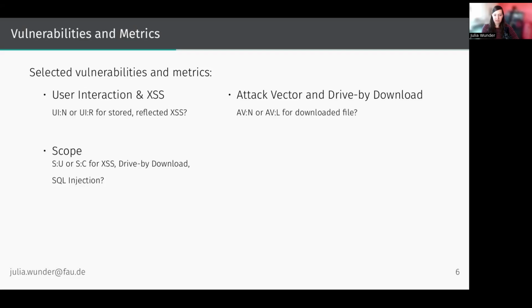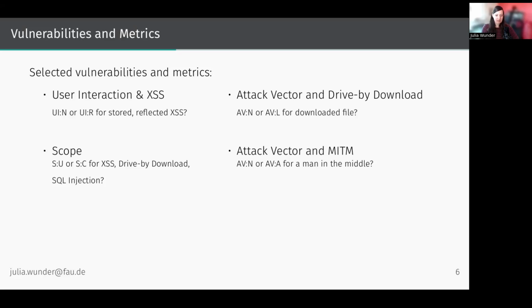The next pair is the attack vector metric and drive-by download vulnerabilities. So here is the question, is the attack vector network or is it local if a file is downloaded from the internet but then locally opened on a PC? And for the last pair, we want to know the attack vector metric and the man-in-the-middle vulnerability. So is the attack vector network or is it adjacent for a man-in-the-middle? Adjacent means that the attacker has to be in a logically or physically bounded network, for example, in a Wi-Fi network.